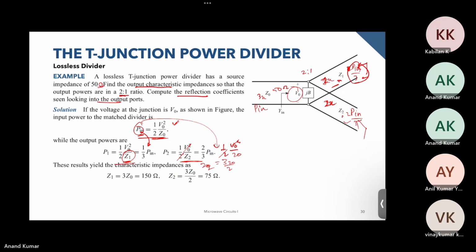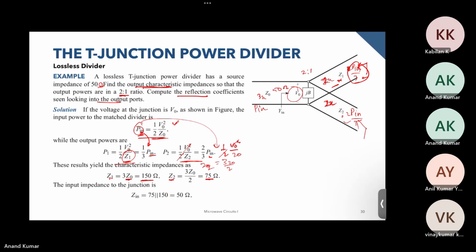Okay, so substituting P_in here, we get the value of Z1 as 3 Z0, and similarly, substituting here, we get Z2 as 3 Z0 by 2. Substituting the value of Z0 again, we get Z1 equal to 150 ohms and Z2 equal to 75 ohms. So now we have got Z1 and Z2, the output characteristic impedances, which were asked for.